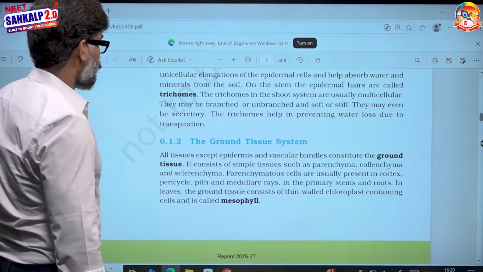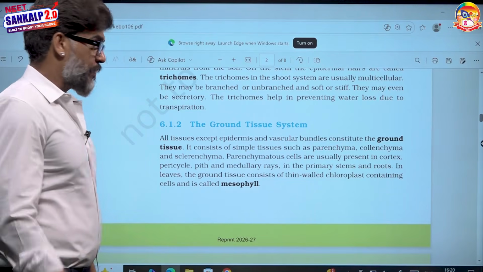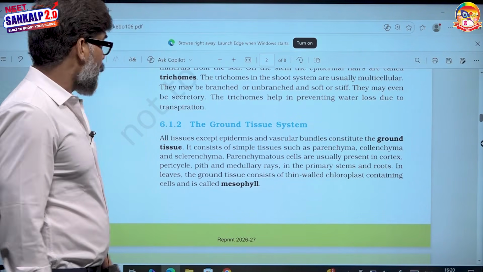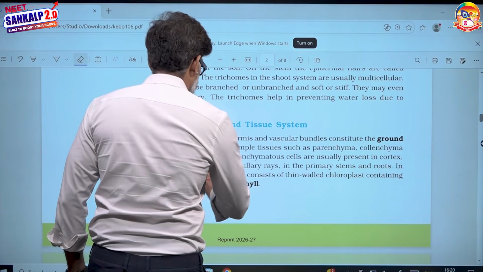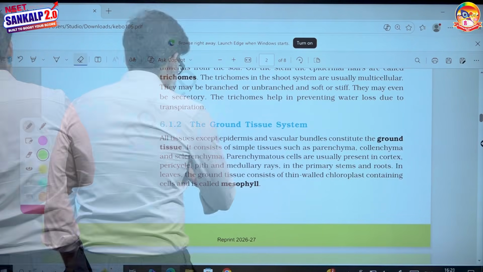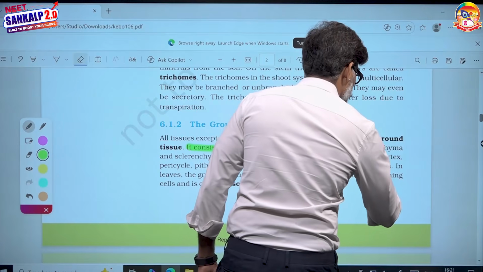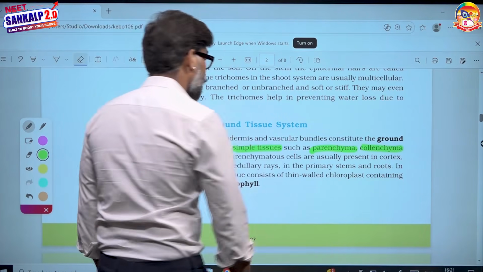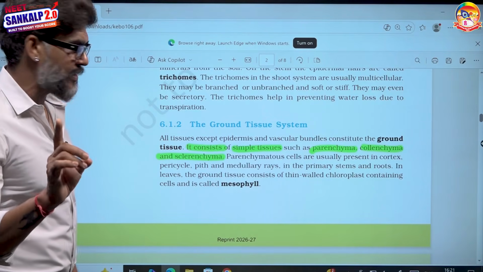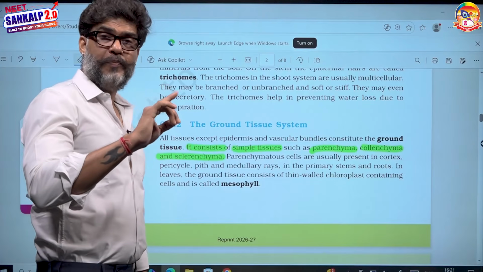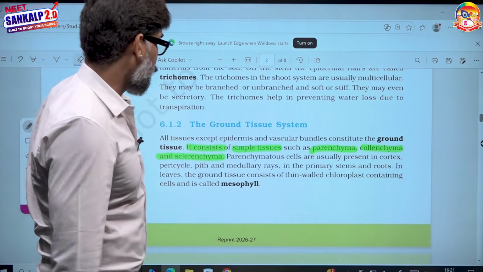Then second is the ground tissue system. All tissues except epidermis and vascular tissue, the vascular bundles, constitute the ground tissue system or the fundamental tissue system. Very important thing, you have to keep it in your memory: ground tissue consists of simple tissues such as parenchyma, collenchyma and sclerenchyma. Epidermal tissue was made up of only parenchymatous cells, but here ground tissue includes all three types of permanent tissues.